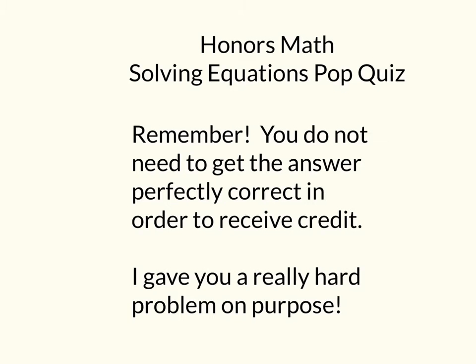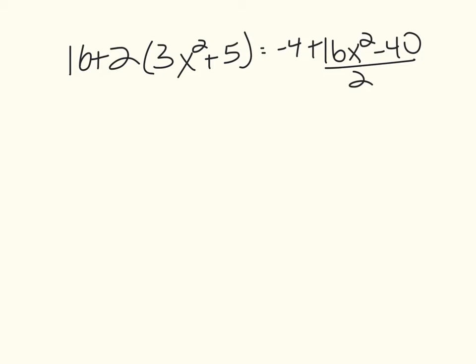Let's get started. So this problem says 16 plus 2 groups of 3x to the power of 2 plus 5 equals negative 4 plus the group 16x to the power of 2 minus 40 divided by 2. Whew, what a mouthful. First thing I'm going to do is rewrite this problem into standard form.